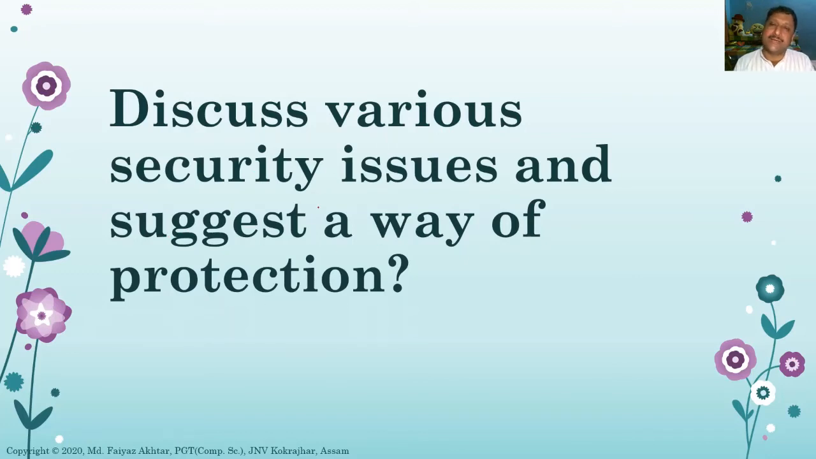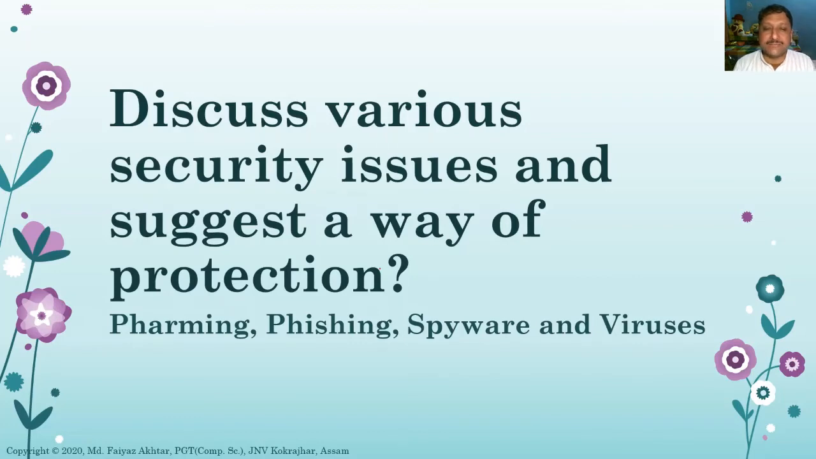Now we have already discussed some security issues and we have suggested some ways of protection also. Next, this time we are going to learn some more things about cyber safety, online access and computer security systems. What are they? Pharming, phishing, spyware and viruses. We will talk about pharming, phishing, spyware and viruses. We have already talked about these things, but here we will talk more deeply about them.